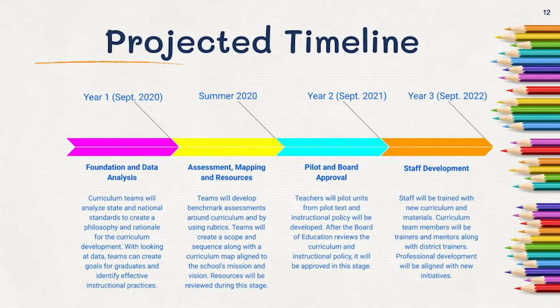Teams will create a scope and sequence along with a curriculum map that is aligned to the school's mission and vision. Resources will be reviewed during this stage. Year 2, September 2021, teachers will pilot units from pilot text and instructional policy will be developed. Board of Ed will review the curriculum and the instructional policy. It will be approved during this stage.